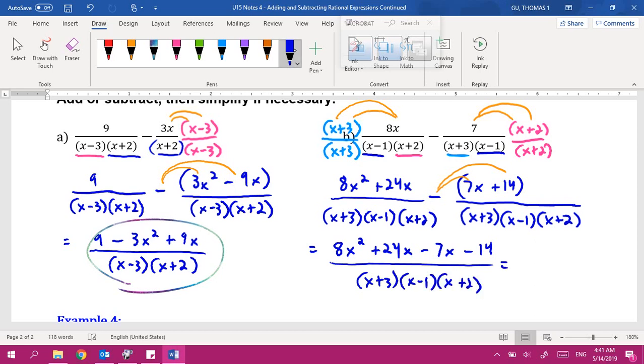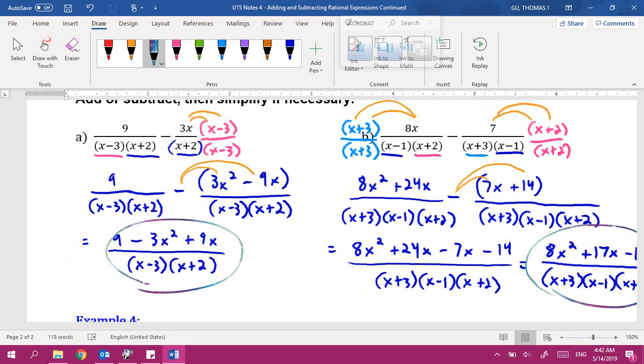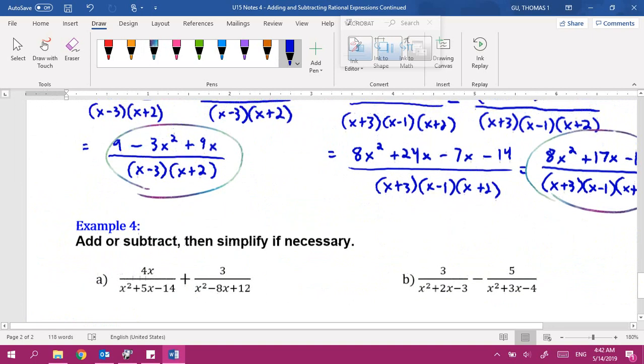And so we got to combine our like terms. 8x squared is the only x squared term. 24x minus 7x is plus 17x, and then minus 14. And now we put that all over our denominator of x plus 3 times x minus 1 times x plus 2, and that is going to be our answer. 8x squared plus 17x minus 14 over x plus 3 times x minus 1 times x plus 2. Alright, moving on to example 4.